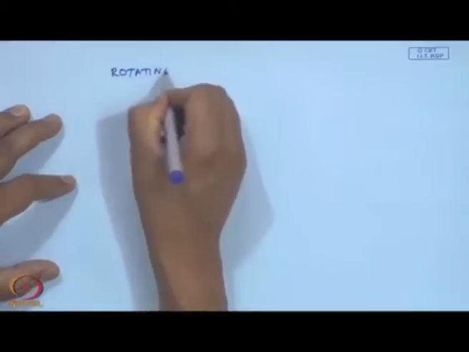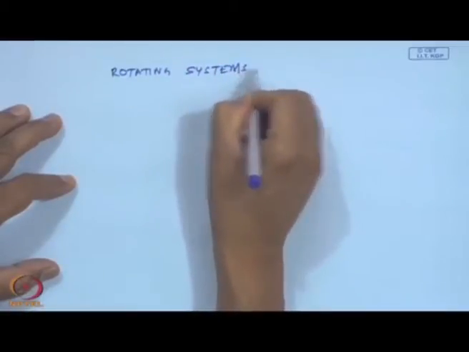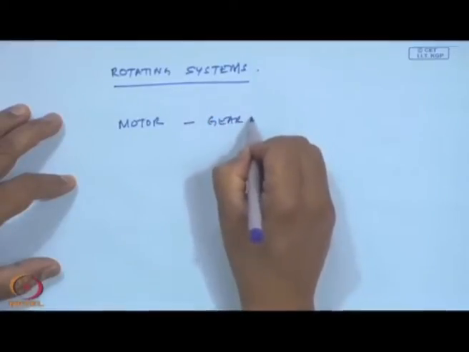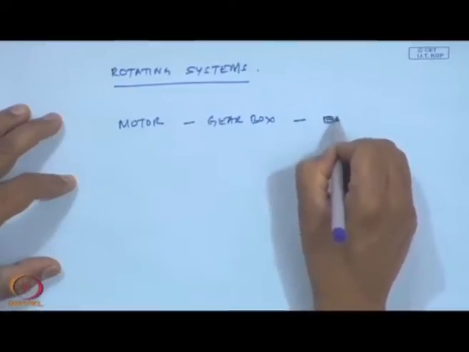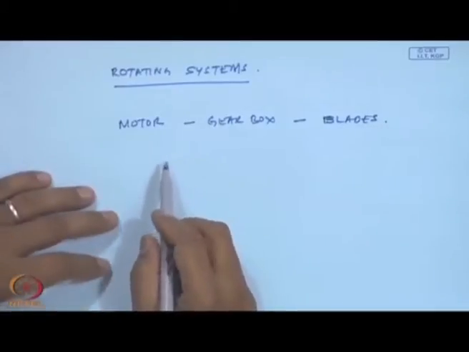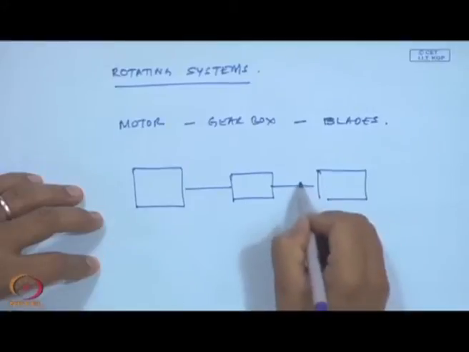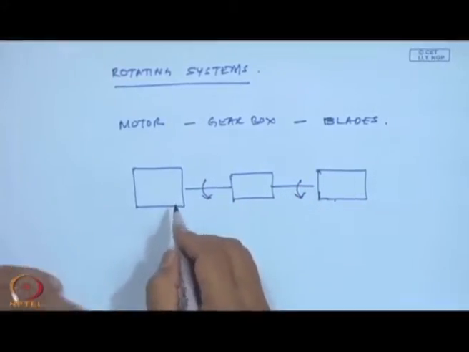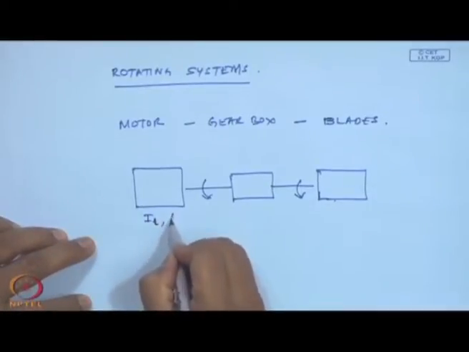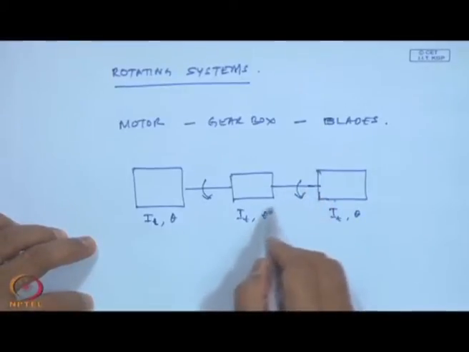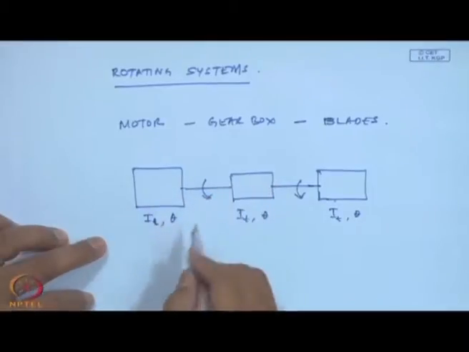We have a case wherein there are many rotating subsystems in one unit. That could be, for example, a motor driving a gearbox, driving a set of blades. And they are all rotating, the shafts are rotating. Motor driving a gearbox, driving a set of blowers. All of them have rotary inertias, and then they have the corresponding rotary displacements, etc.